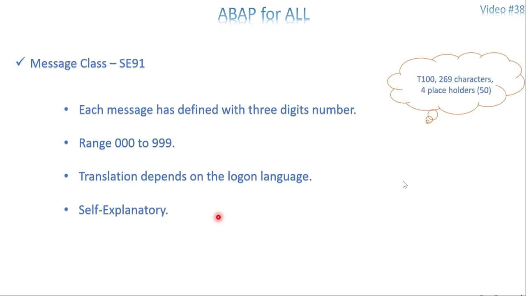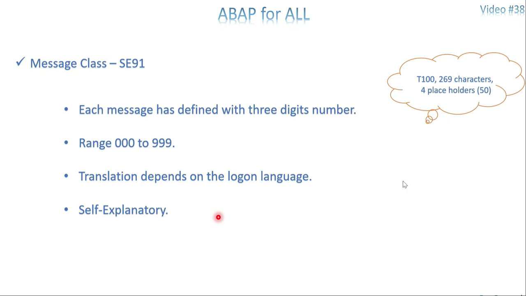Another point is that whatever message class you create, everything is stored in a table called T100. T100 is a transparent table that stores all your message classes along with their messages. The maximum message length is 269 characters, and you can have a maximum of 4 placeholders, and each placeholder can have 50 characters of length. A placeholder is nothing but a value I want to pass dynamically from the program, like 'material number is not valid', where the material number is to be populated or passed from your program.